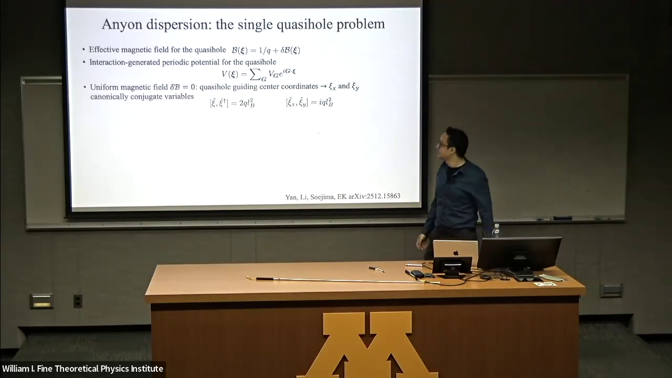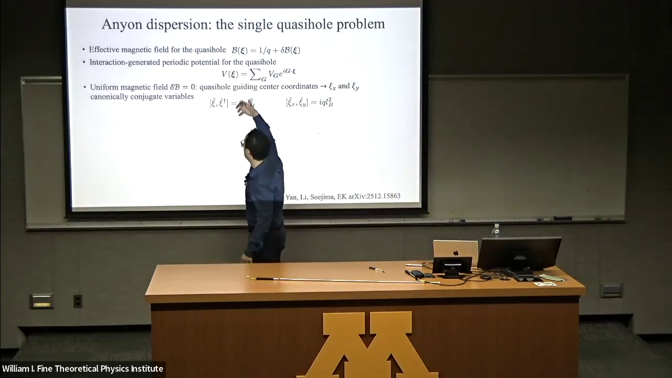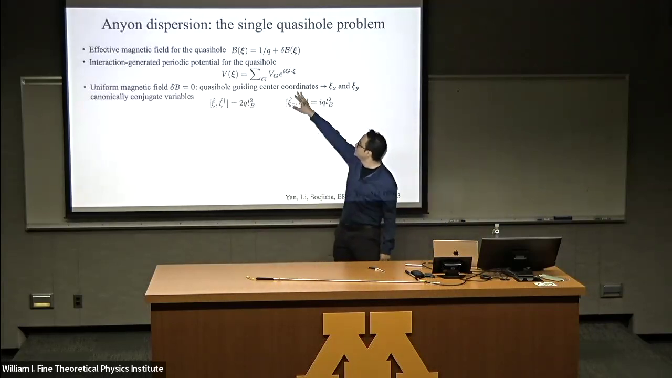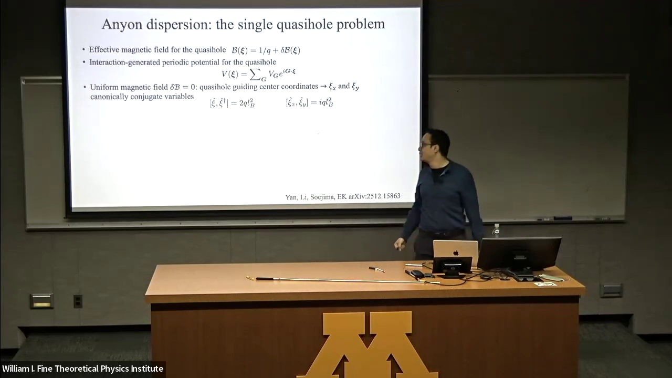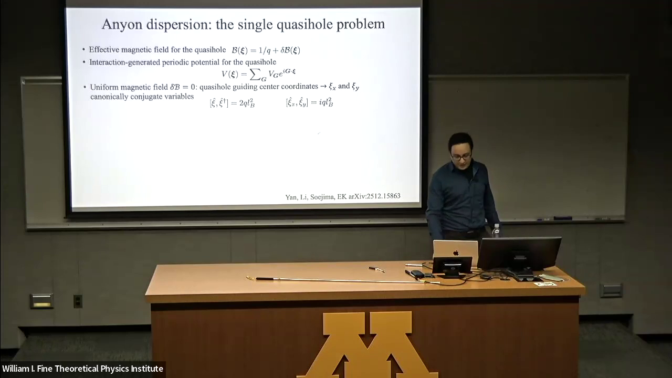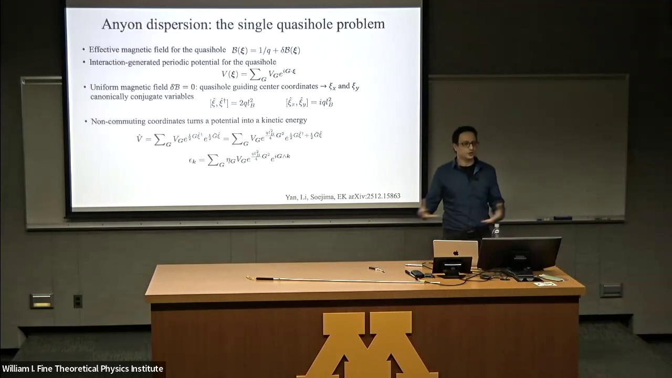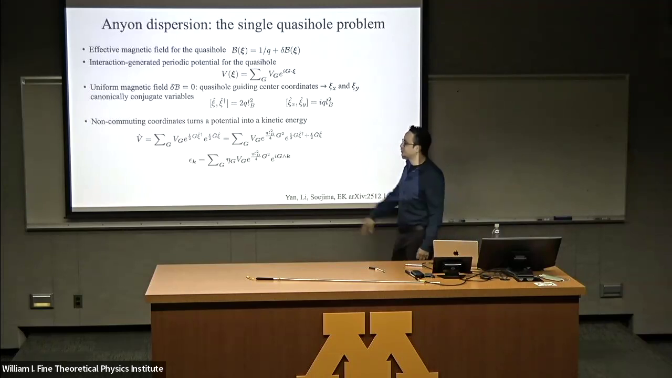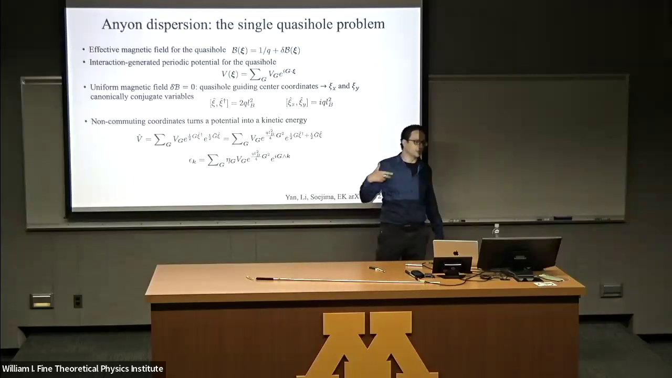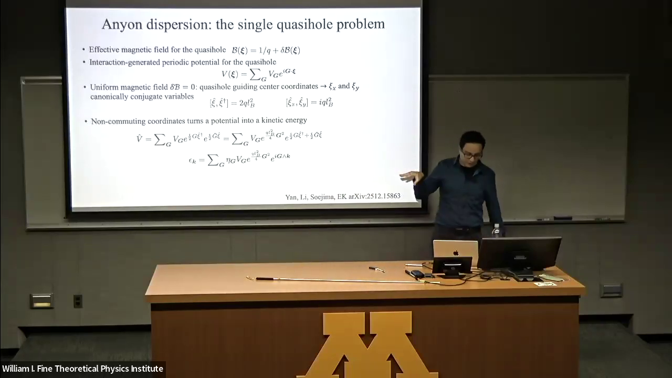Just to get an idea, if I ignore these periodic modulations, then essentially this magnetic field allows me to define guiding centers for the quasi-holes. What the guiding centers mean is that the x coordinate and the y coordinate for the quasi-hole are canonically conjugate to each other, which means x is the momentum conjugate to y. That allows me to turn a potential energy into kinetic energy. If I start with a potential, I can turn it into an operator, and if I diagonalize it, I find it's diagonal in momentum space. So this gives me an expression for the dispersion.